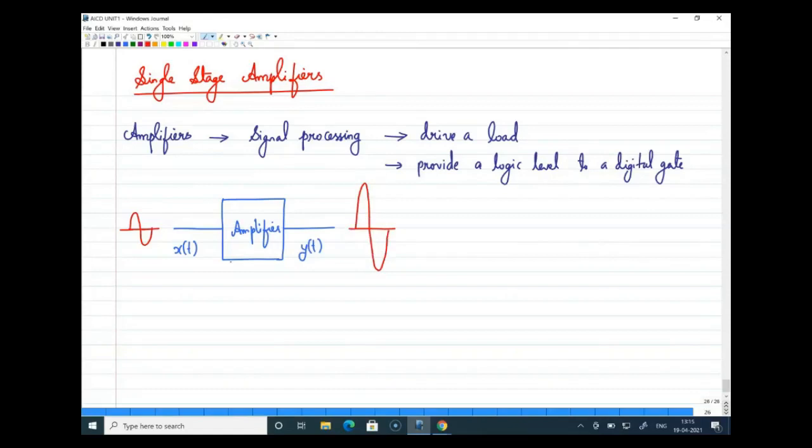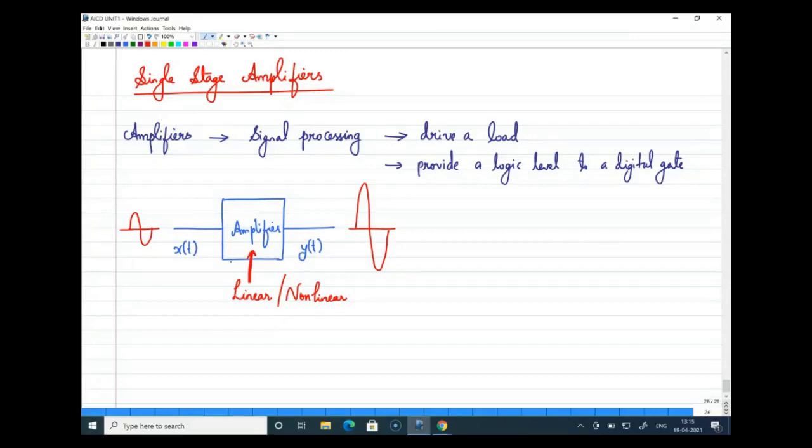Now my question is, to do this, whether this block should be linear or non-linear. I'm just bringing in one additional topic for discussion here. We are talking about amplifiers and we have a block as an amplifier. The input signal is there and there is an output signal. Should this block be a linear block or a non-linear block? That is my question.